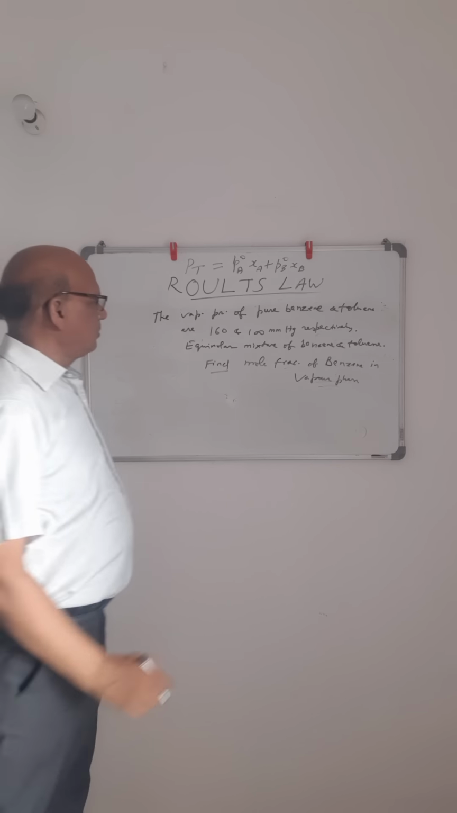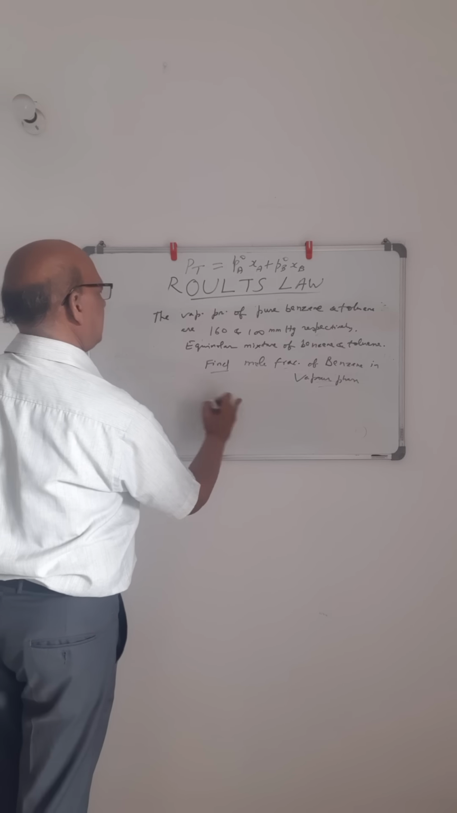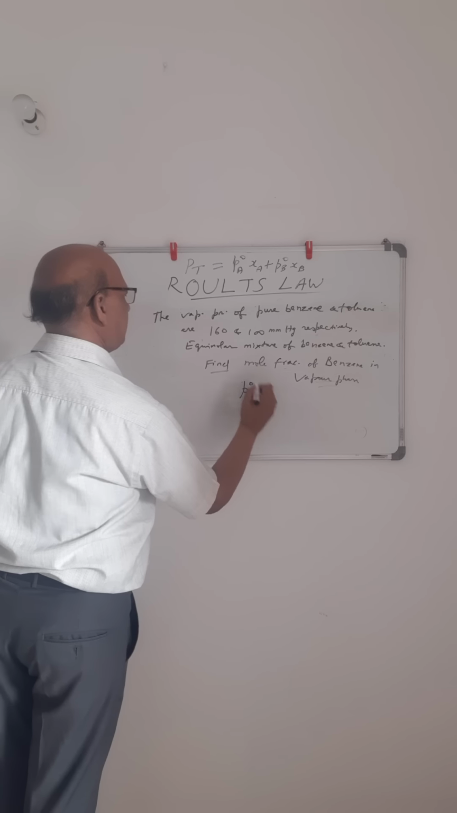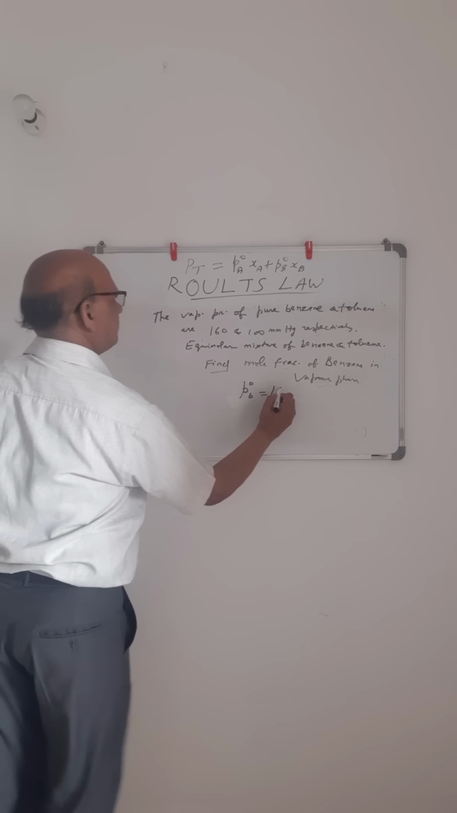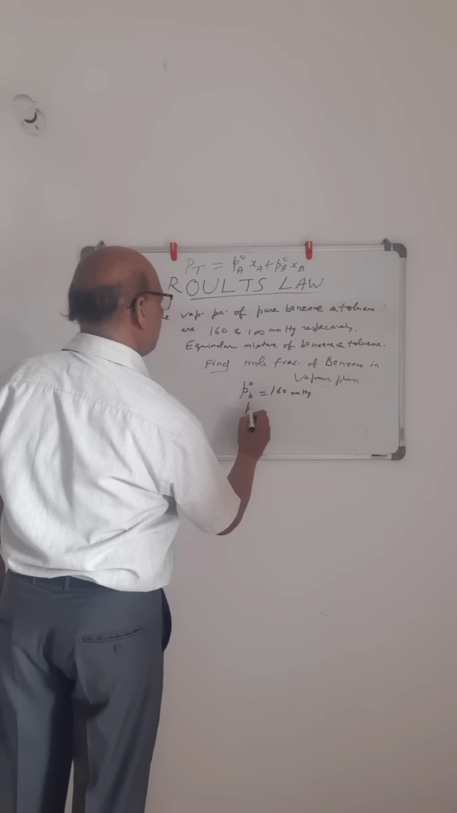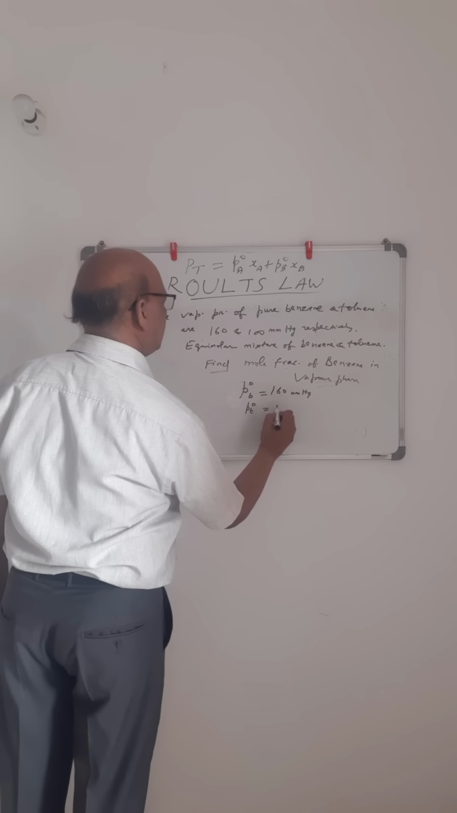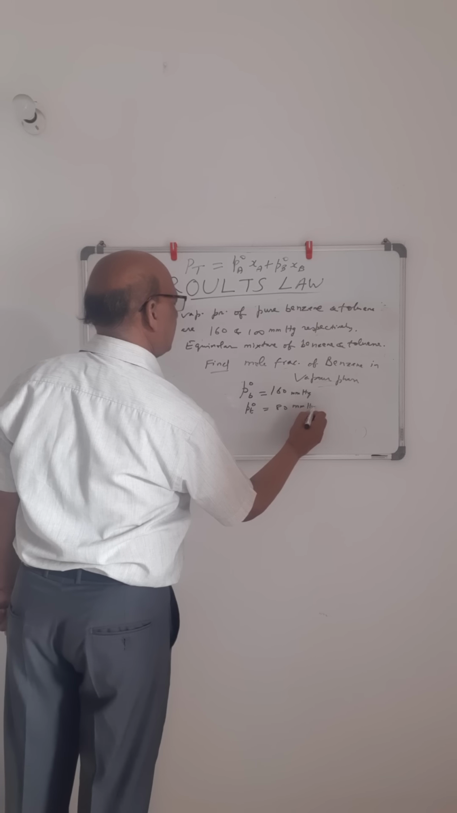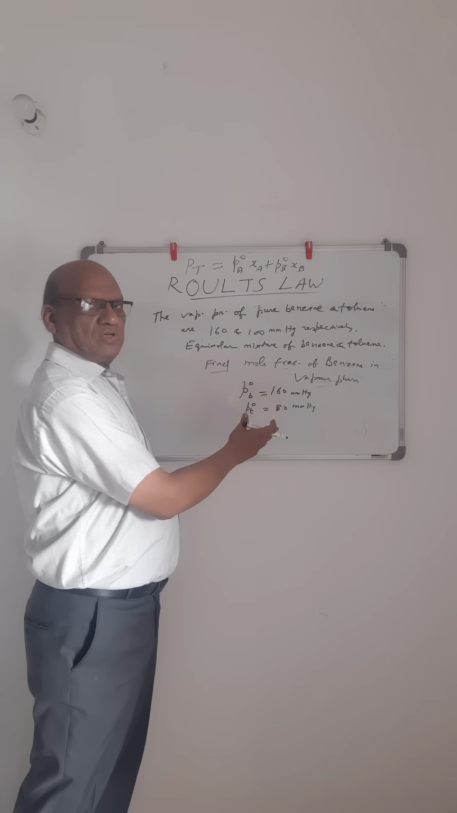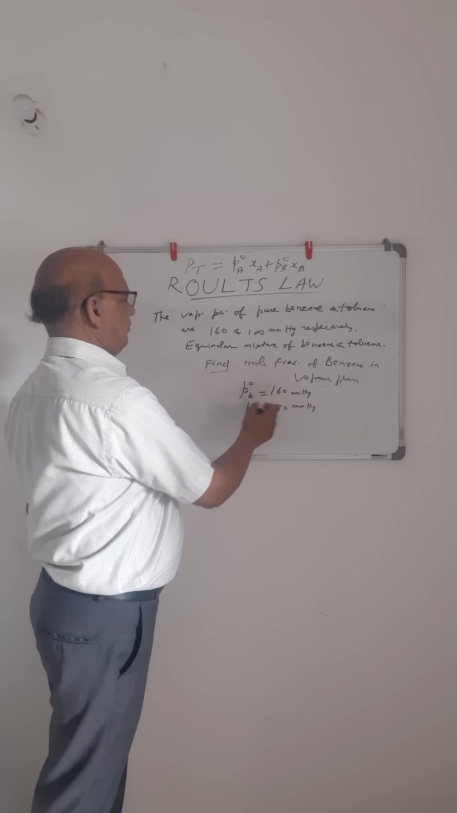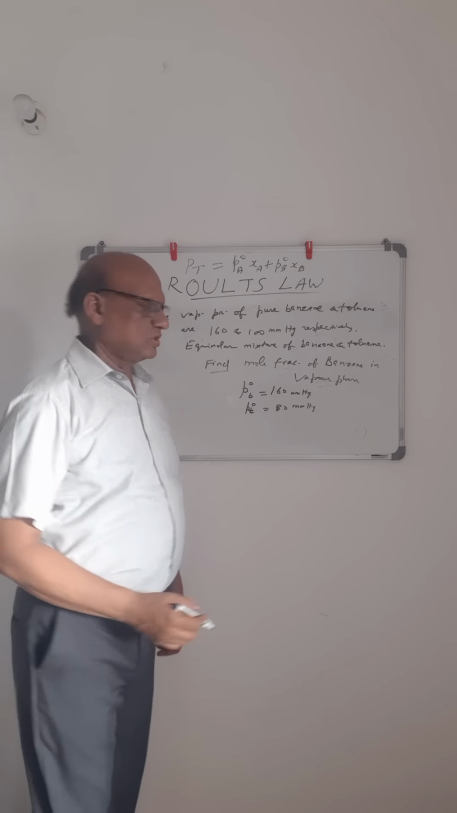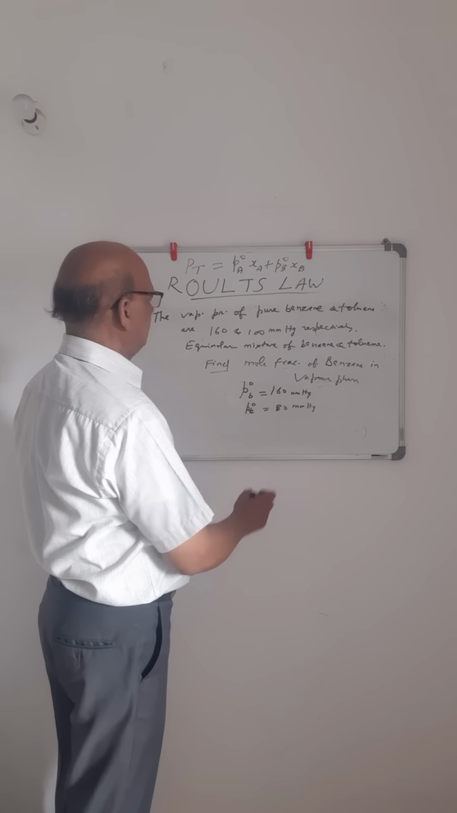So how will we go? What is given first of all is pure benzene. I write PB naught. Its vapor pressure is given as 160 mm of Hg. Similarly, vapor pressure of pure toluene, that is PT naught, is given as 80 mm of Hg. Now you see, benzene being a smaller molecule, it has a higher vapor pressure, and toluene being higher in the homologous series, it has less vapor pressure.